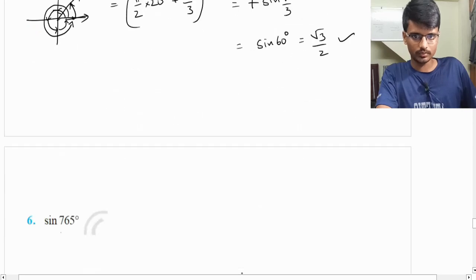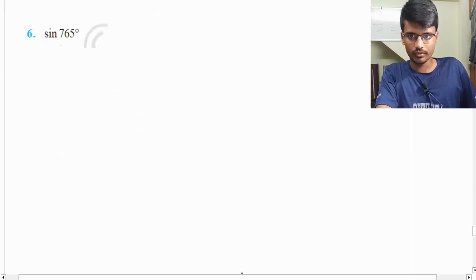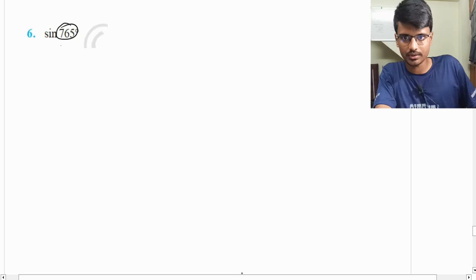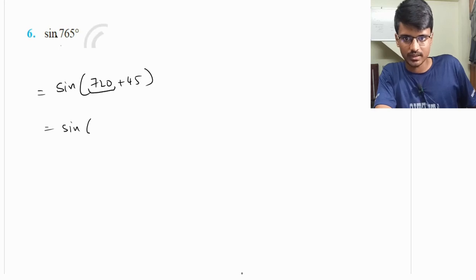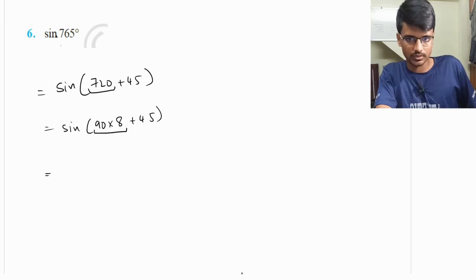Moving on, we have got another interesting question. Sine of 765. I can split this as 720 plus 45. 720 I need to express in terms of 90 degrees. Sine of 90 into 8 plus 45. 9 8s are 72. So 90 into 8, we have to travel this 2 times.